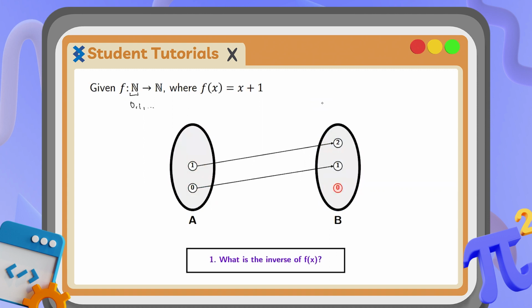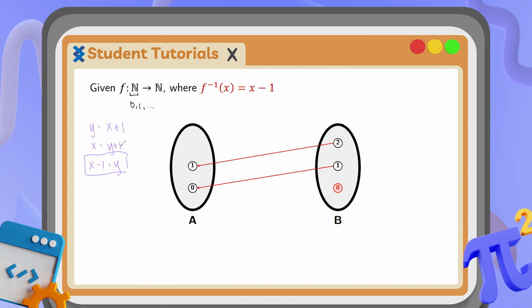So first, before anything else, we need to find out what is the inverse of f of x. Like what we did a while ago, swap the positions of x and y, and then isolate y, which would get you x minus 1 equals y, which is, as in this case, this output over here, f inverse of x equals x minus 1. So then, we apply the function from set B to set A, and we get 2 minus 1 equals 1, 1 minus 1 is 0.